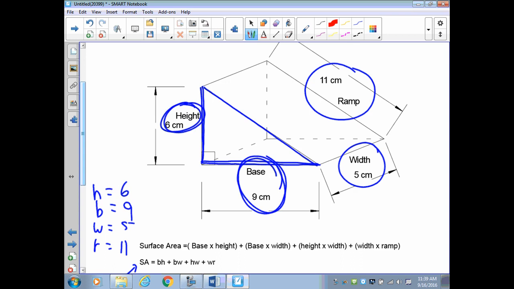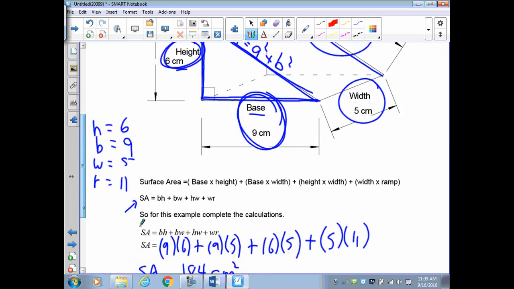A lot of times you will not be given one of those, or they won't give you the hypotenuse. Now notice the hypotenuse is the ramp length. So if you don't get it, but you're given the base and the height, you're going to have to use Pythagoras' theorem to find your hypotenuse. And that will be your ramp. Then once you have that, you can put it into your calculation.